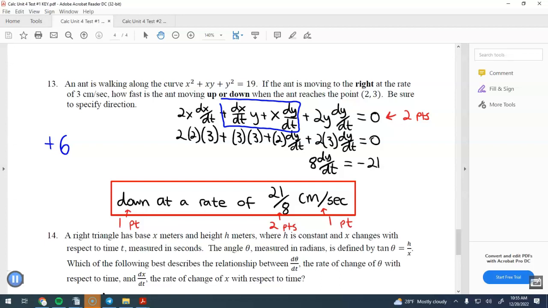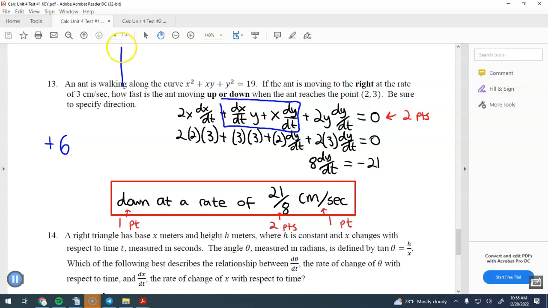I don't understand how to do the derivative. I guess what I'm struggling with is, I know it's so basic, but the moving right and left thing on the graph, I don't get that. Did you get negative 21 over 8? No, I don't even know what to do with the 3 centimeters a second. I don't know what to do with the right.